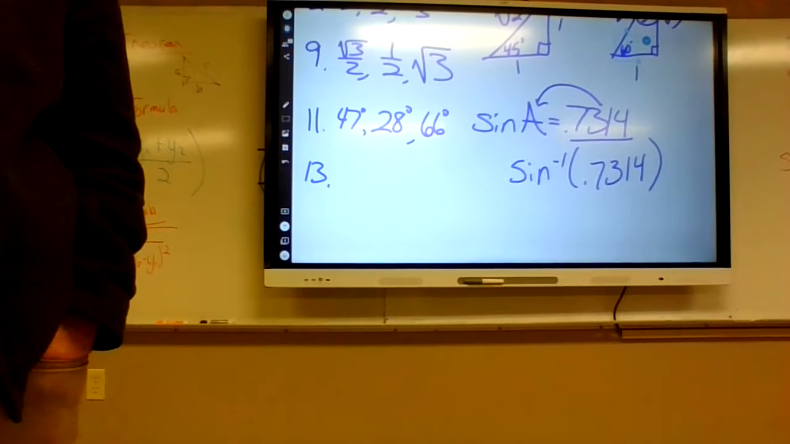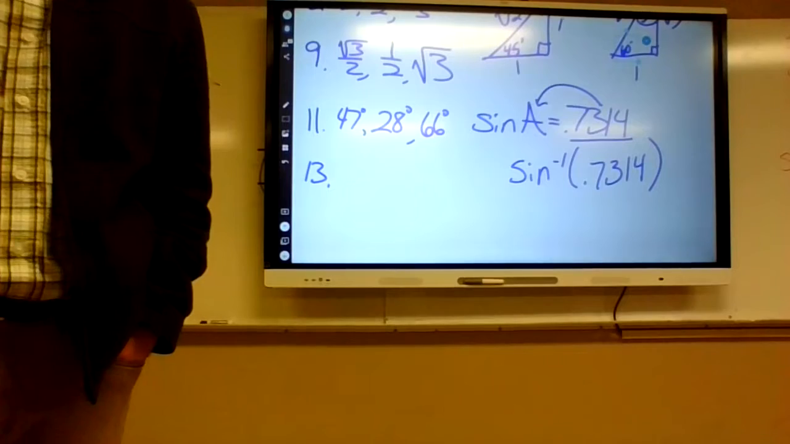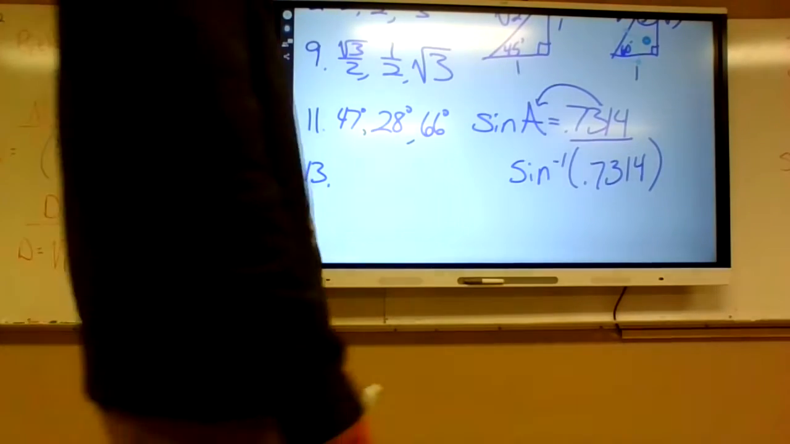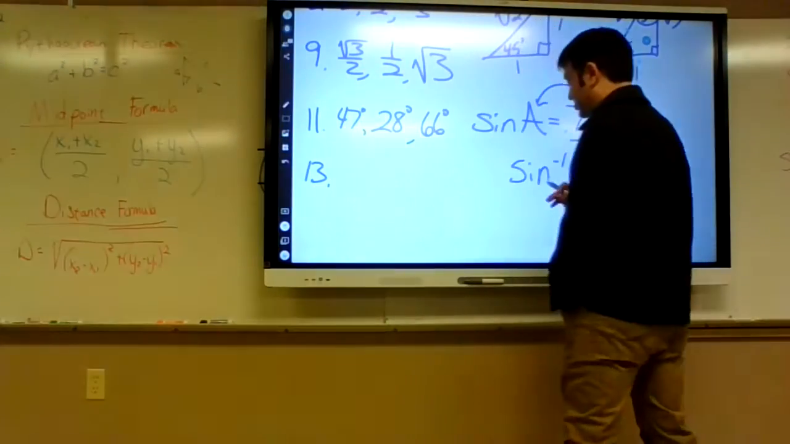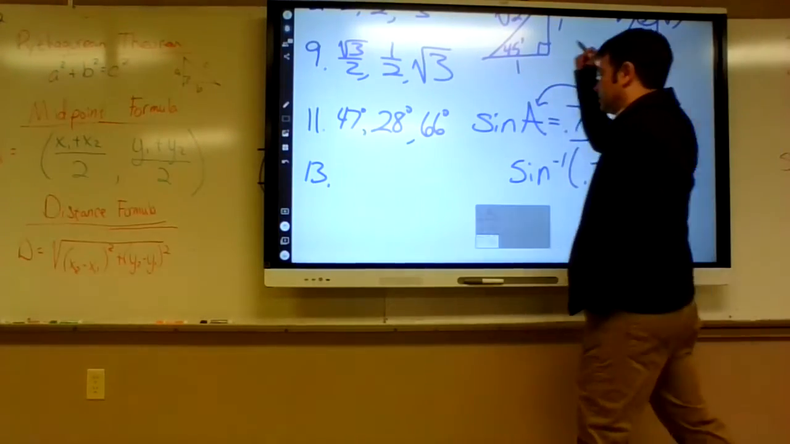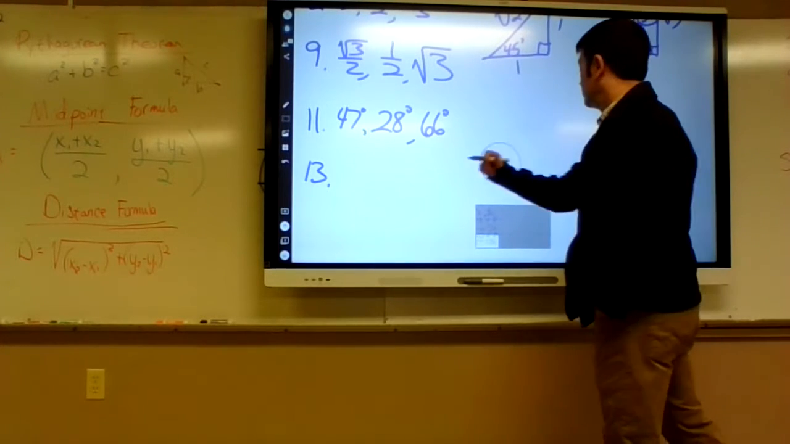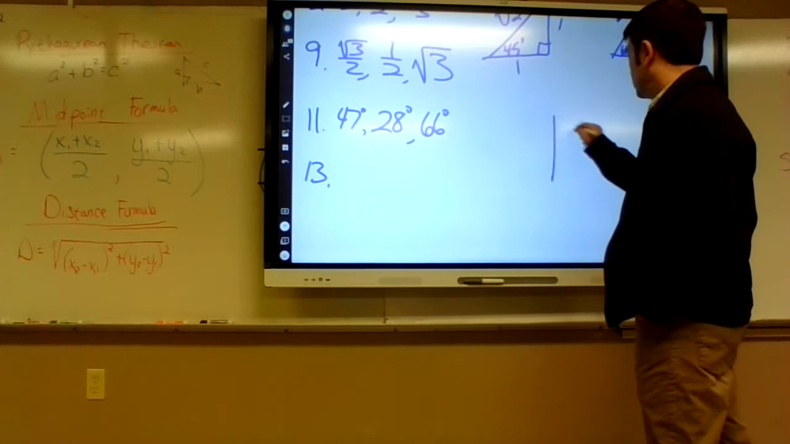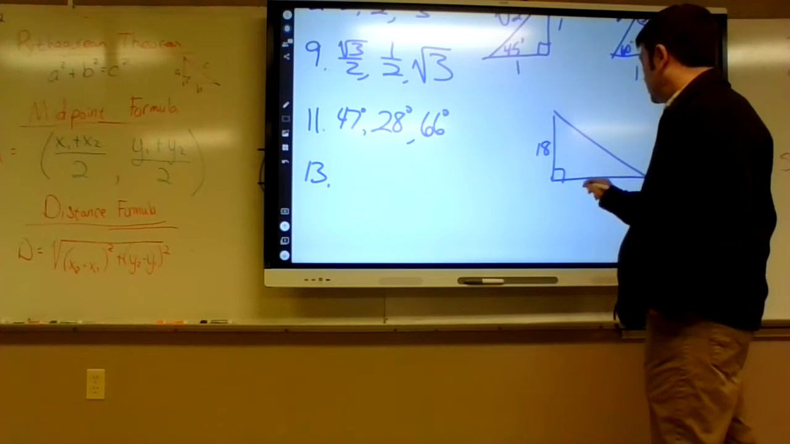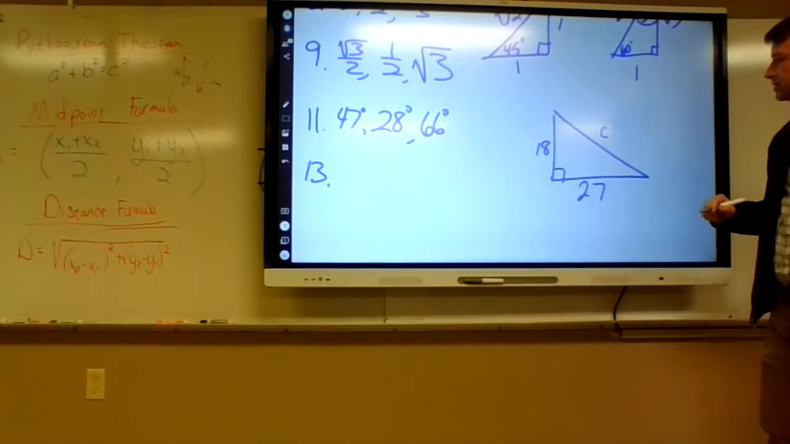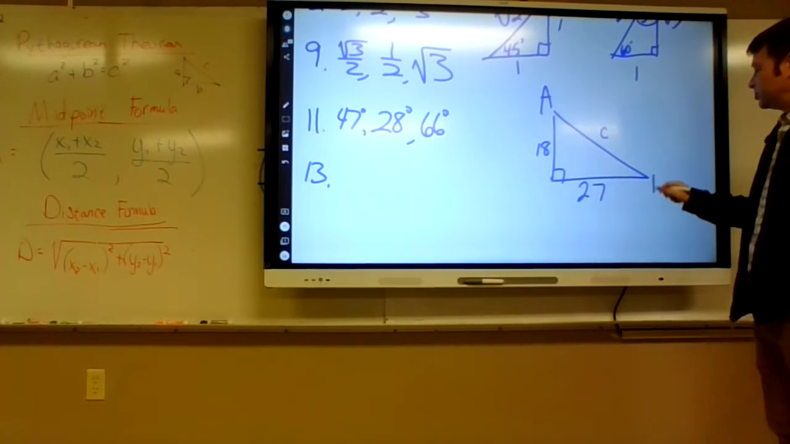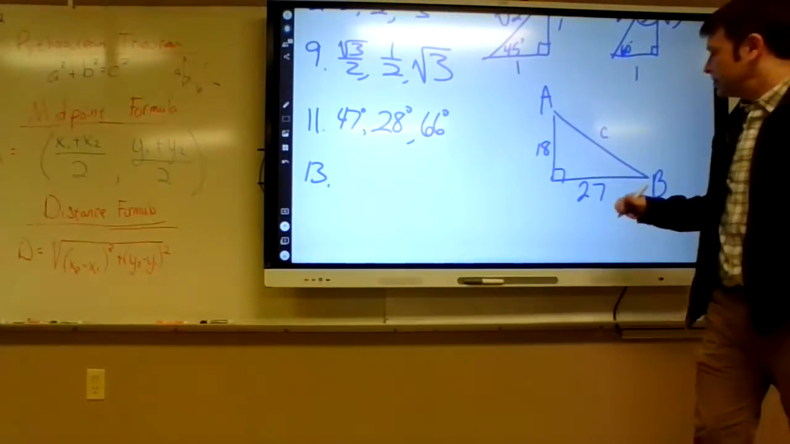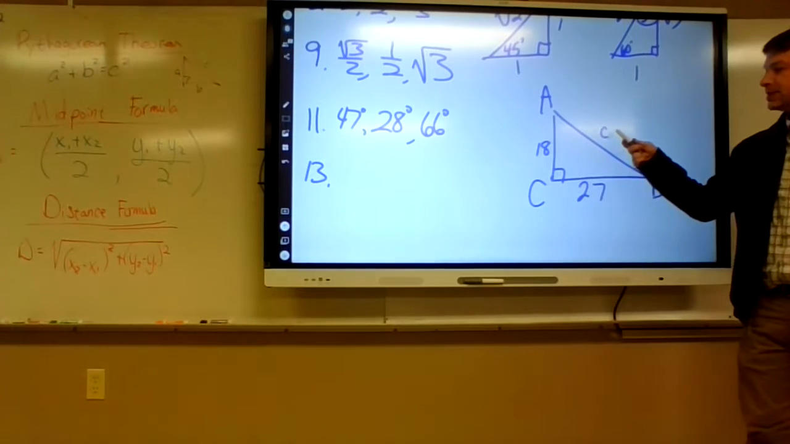Okay, 13. Solve each right triangle. Round to the nearest tenth. 18, 27, C. They didn't give us any angles besides the right angle. Wait, how did they draw it? 18, 27, C. So this would be angle A, angle B. I'll put that in the right spot. Okay, this is angle C. That's why this is side C, because it's across from the right angle.